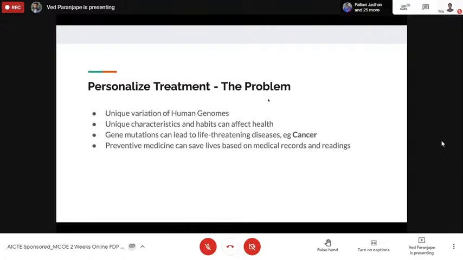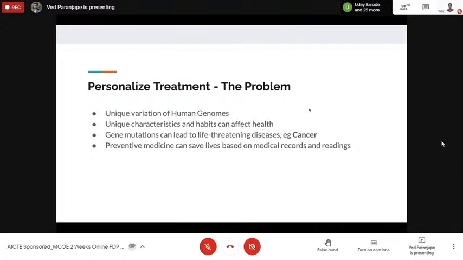Personalized treatment. I'm going to describe the problem first, and then the solution. First, the problem: unique variations of human genomes. We all know that we have some genetic qualities, and that's going to affect what we are susceptible to, what kind of disease we might get, what kind of disorder we might get. Unique characteristics and habits can affect health. Gene mutations can lead to life-threatening diseases such as cancer.